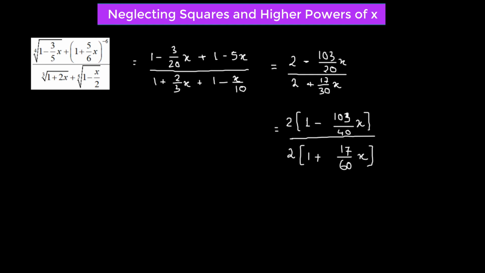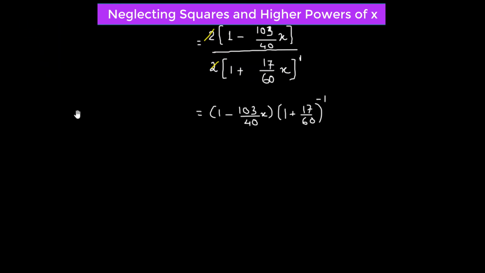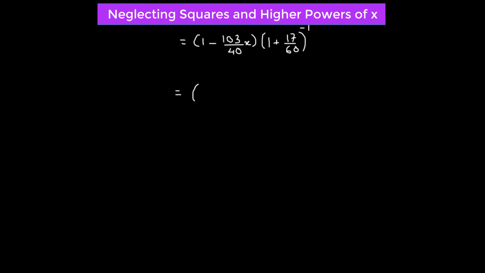Now we can factor out 2 from both the numerator and the denominator, and that leaves us with 1 minus 103 over 40 times x. Now what we're going to do is take the expression in the denominator up to the numerator, and that should give us 1 plus 17 over 60 x raised to the power of negative 1. Now we'll apply the binomial approximation to the second expression, and that should give us 1 minus 103 over 40 times x, times 1 plus negative 1 times 17 over 60 times x.